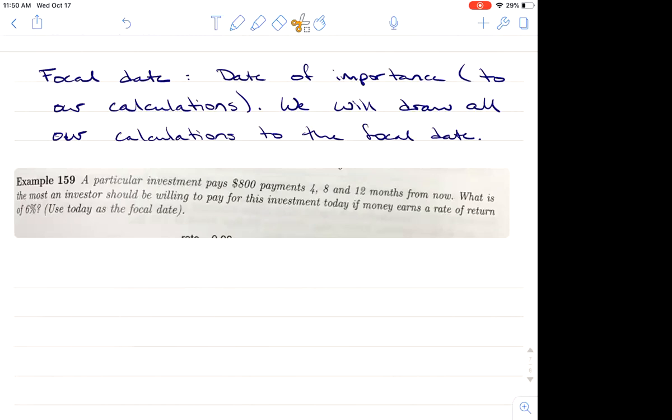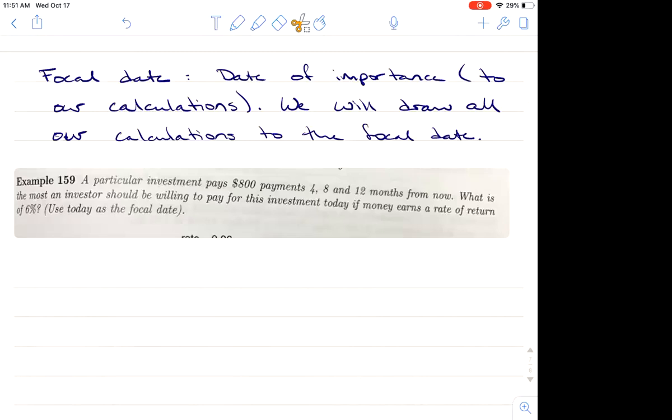So you go to the bank and they offer you this particular investment. It pays $800 payments for 4, 8, and 12 months from now, right? So in 4 months, you get $800. In 8 months, you get another $800. And in 12 months, you get another $800. So what's the most an investor should be willing to pay for this investment today if money earns a rate of return of 6%? Use today as the focal date.